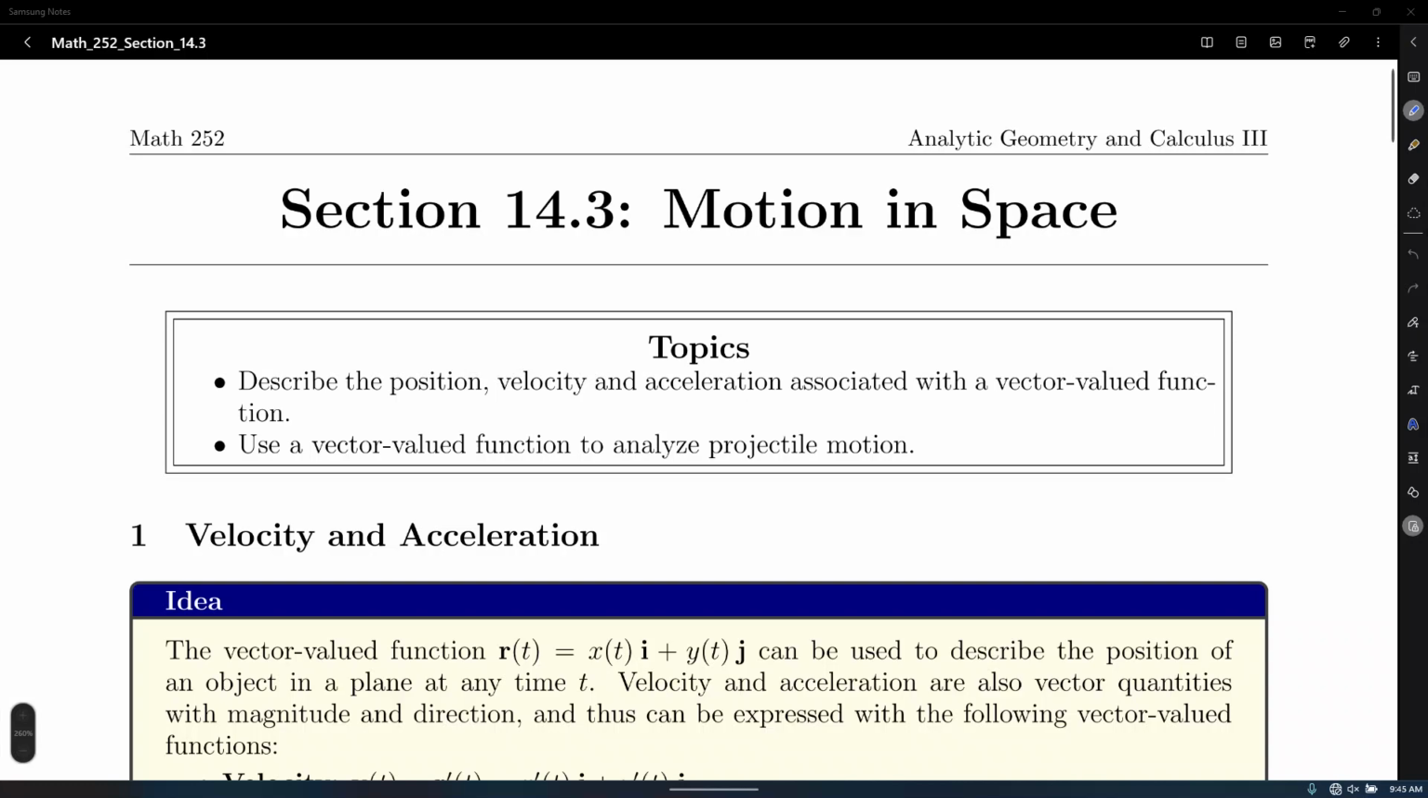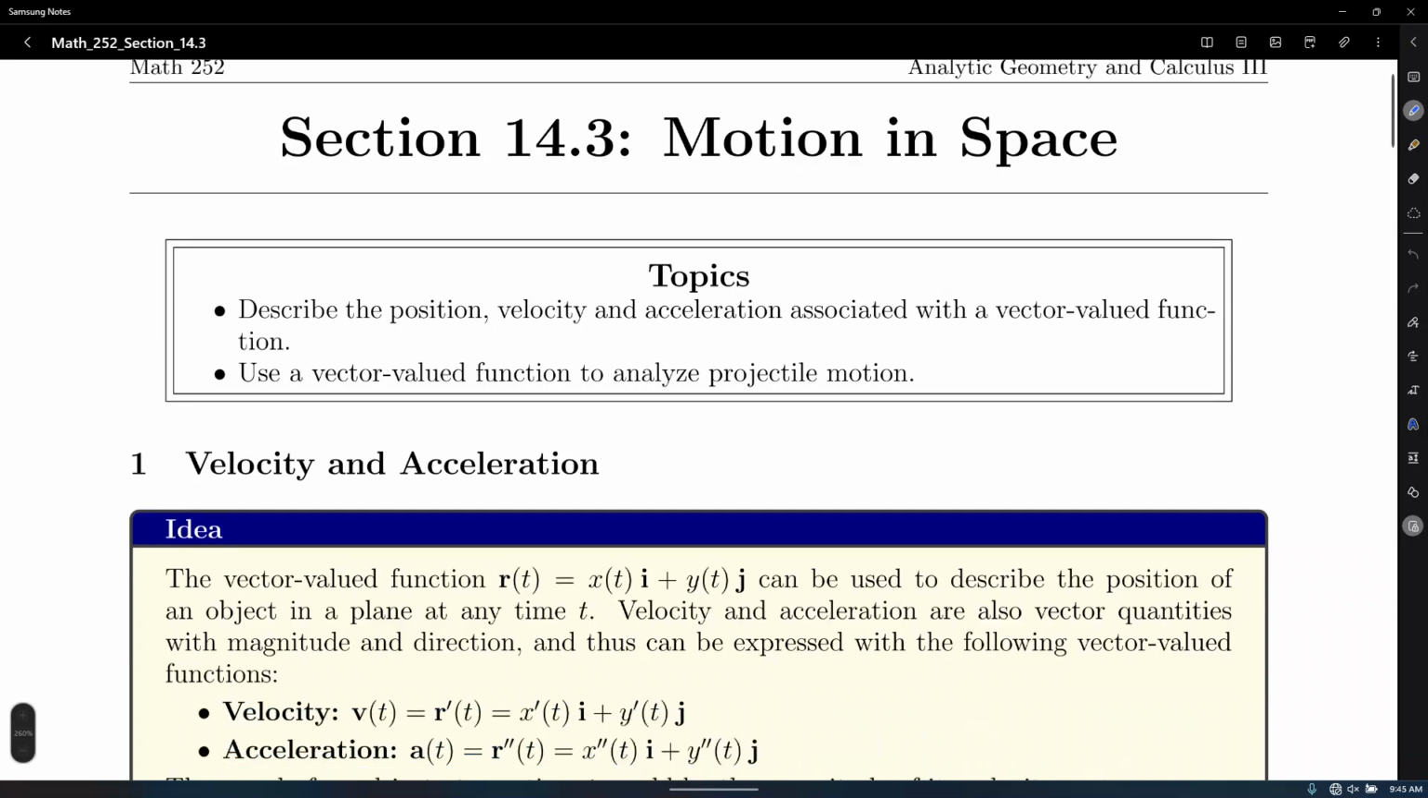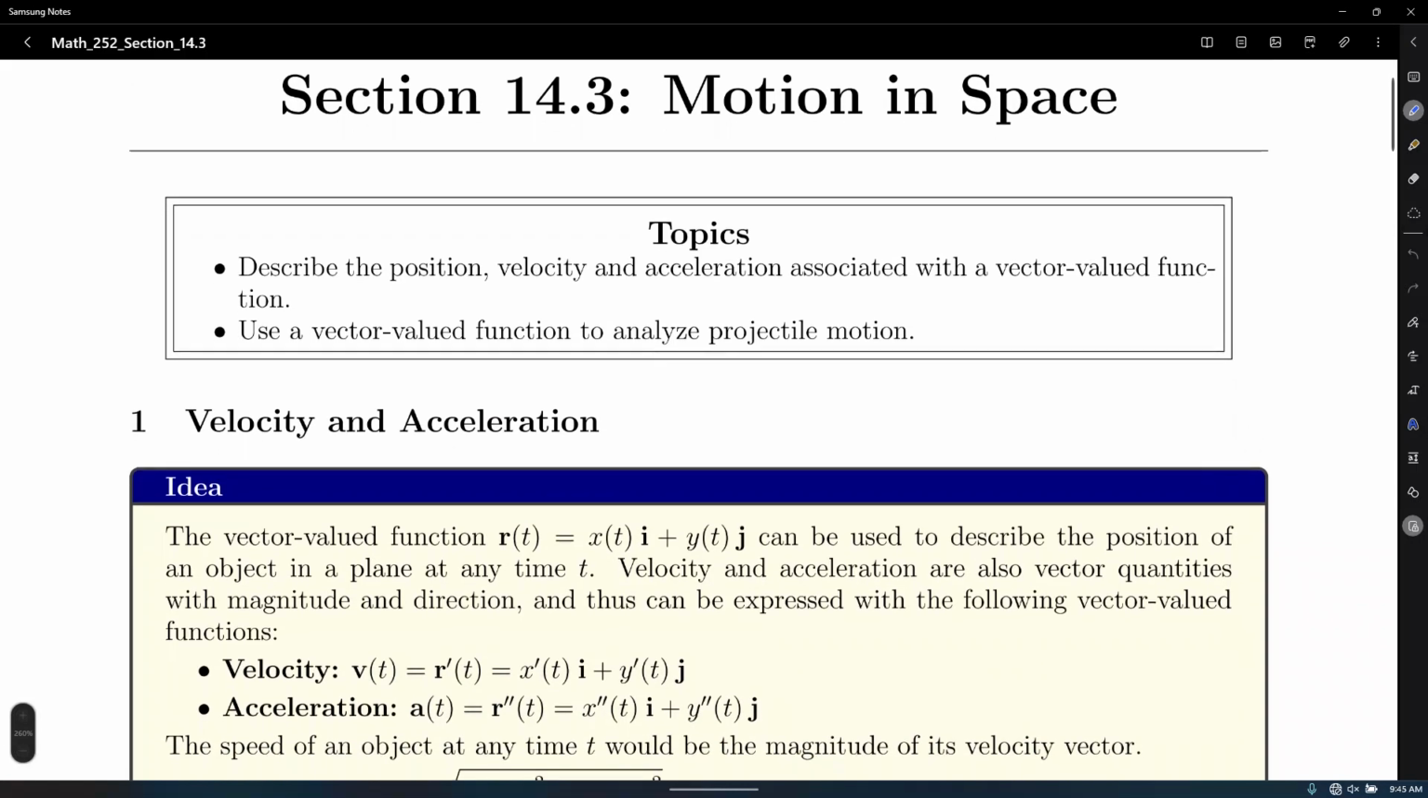All right, section 14.3. Let's do applications of the calculus of vector valued functions. As I already gave you the heads up, the given vector valued function means position. We take the derivative, that gives us the velocity vector, and the second derivative gives us the acceleration vector associated with a given vector valued function, and then we are going to use vector valued functions to analyze projectile motion.